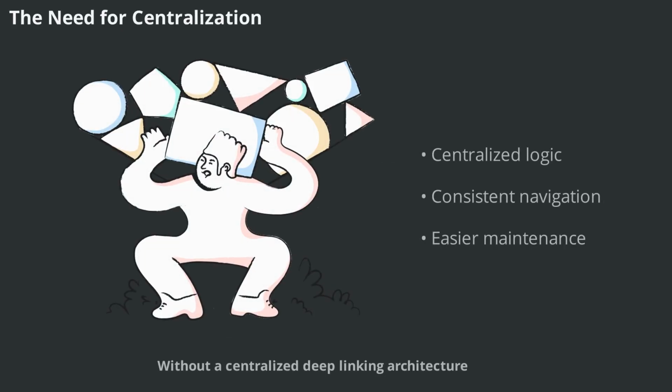Without a centralized deep linking architecture, logic becomes scattered across your codebase. This makes it difficult to maintain, test, and secure your app as it grows. Centralization brings all deep linking logic into a single, manageable pipeline. This approach ensures consistent handling of navigation, authentication, and authorization across all modules. By centralizing, you also make your system more testable and easier to update as requirements change. Let's explore how to build this kind of routing pipeline.